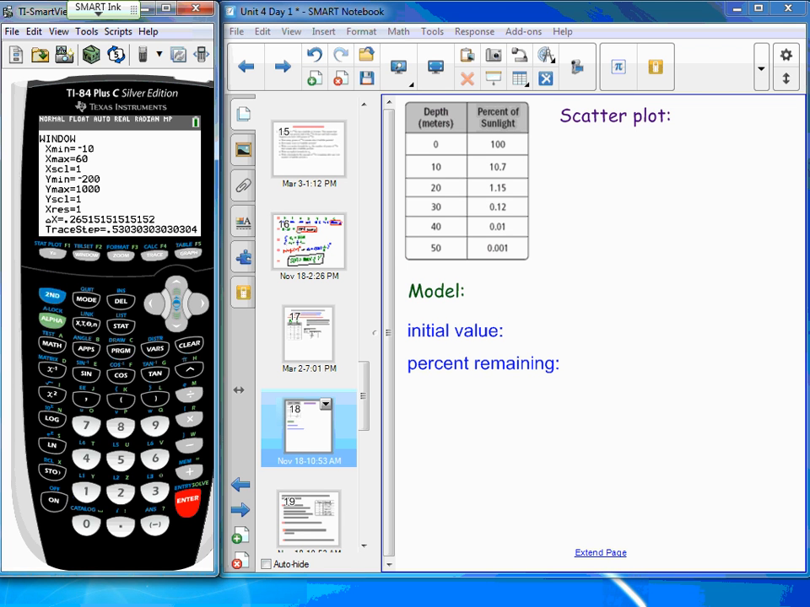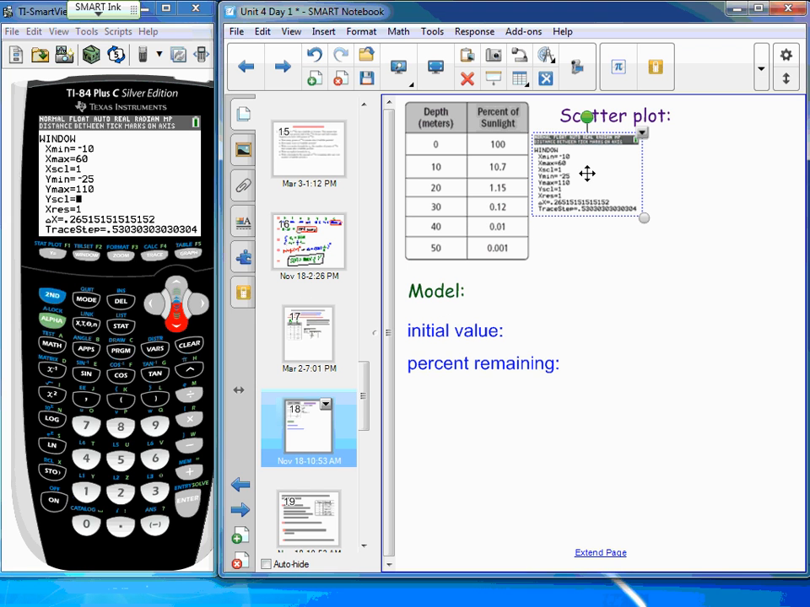Now let's consider a good y window. My y is the percent of sunlight that reaches the depth. So my percent ranges from 0.001 for very small values up until 100. It looks to me like I'm going to go a little bit below and a little bit above that. Maybe I'll go negative 25 and 110. I know I can't get a negative percent, but I'm trying to get a nice window. Is this a good window? I don't know. I'm going to see what it does for us. If I don't like it, then we'll change it.